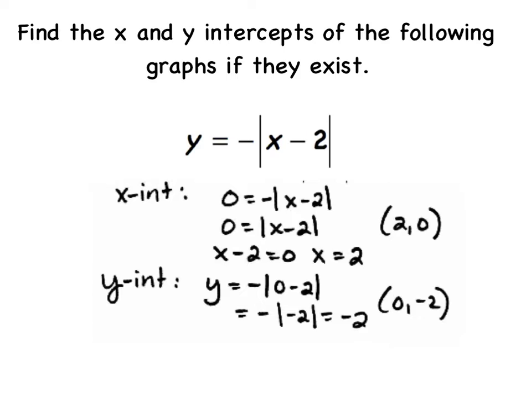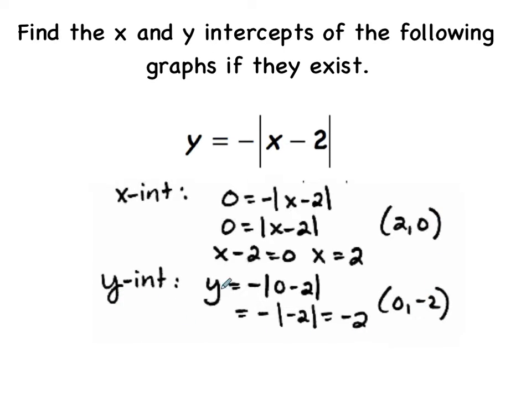So, in my first example, I'd like to find the x and y-intercepts of this following graph, if they exist. My function is y equals the opposite of the absolute value of x minus 2. To find the x-intercept, we set y equal to 0, and then we solve for x. The first thing I did was I divided both sides by -1, and then I set what was inside equal to 0, and I found that x is equal to 2. So therefore, my x-intercept is 2, 0.